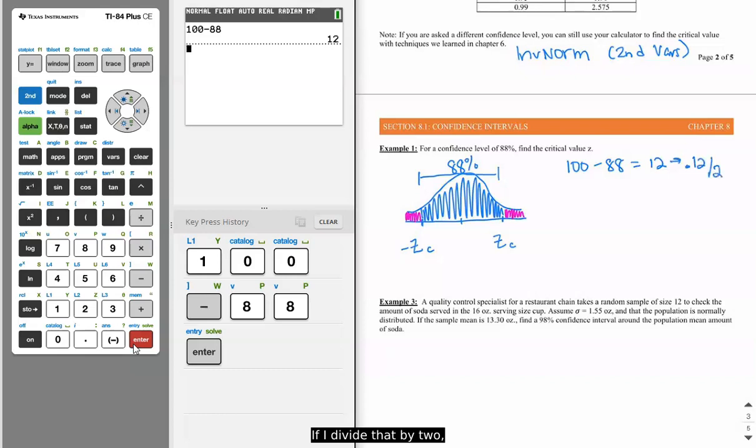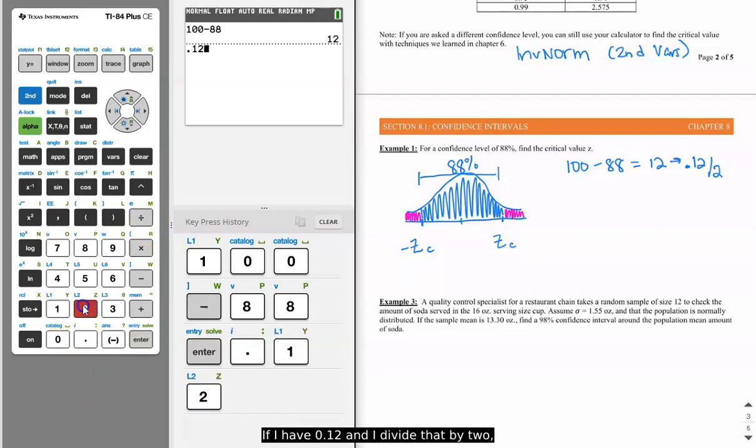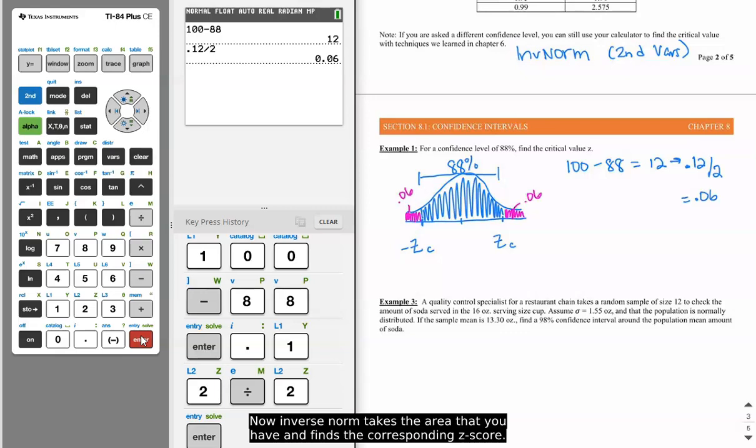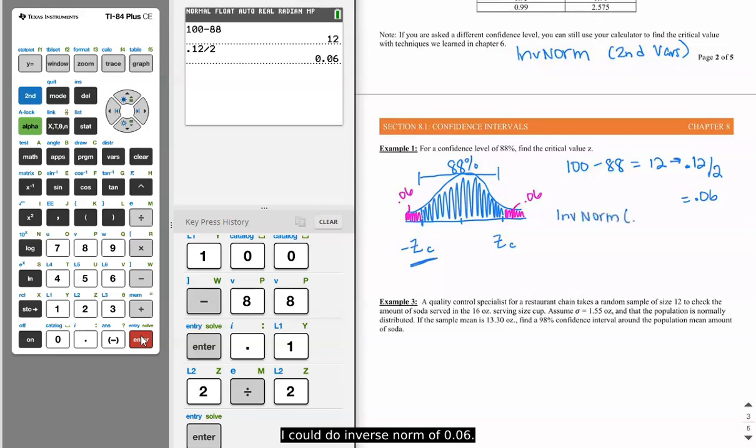And if I divide that by 2, and you can think we divide it by 2 because we have two equal tails, I get each of these little pieces, this pink. So 0.06 and 0.06. Now, inverse norm takes the area that you have and finds the corresponding z-score. So if I try to find the lower value, I could do inverse norm of 0.06. I'd have 0 for the mean, and the standard deviation would be 1.